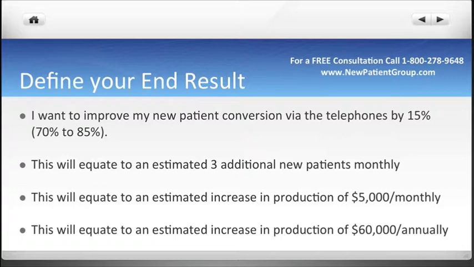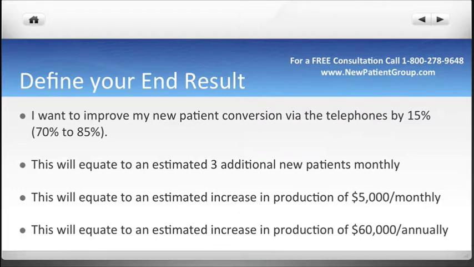The next one is that when I add 3 additional new patients monthly, this will equate to an estimated increase in production of 5,000 monthly. Now, if you're an orthodontic practice, that could be 15,000 monthly if you're charging $5,000 for Invisalign, as an example. But we're using a conservative number here because maybe they just come in for a cleaning if you're a hygiene practice and maybe you don't close them on anything for a while. But that still could result in a referral that's not talked about in this end result. Obviously, this is just an example.